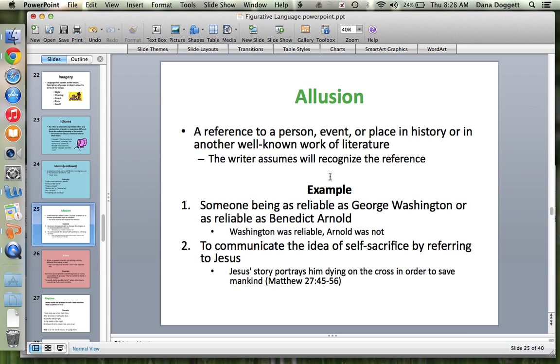So for example, if a writer says someone's being as reliable as George Washington or as reliable as Benedict Arnold, many of us who've taken American history know that George Washington was reliable and Benedict Arnold was not. So if the author is saying, this character is about as reliable as Benedict Arnold, you know that you can't really trust that character because Benedict Arnold was a traitor.